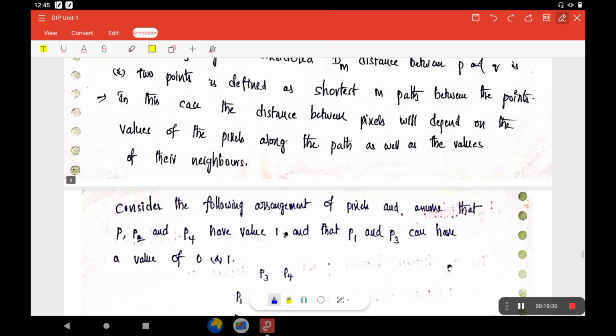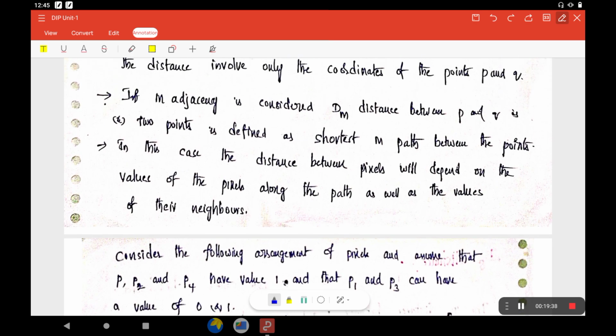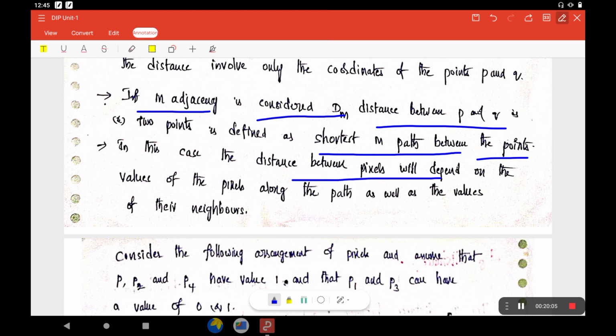So M adjacency means that M adjacency is considered as DM. It is nothing but the distance between the 2 points P and Q, defined as the shortest M path between the points. DM, the M adjacency distance, is the shortest path between the 2 points and is generally used in the case of M adjacency. So in this case, the distance between the pixels depends on the values of the pixels along the path as well as along the neighbors.